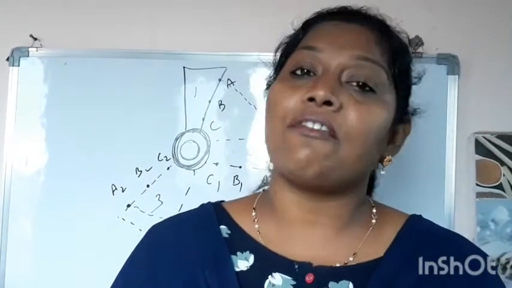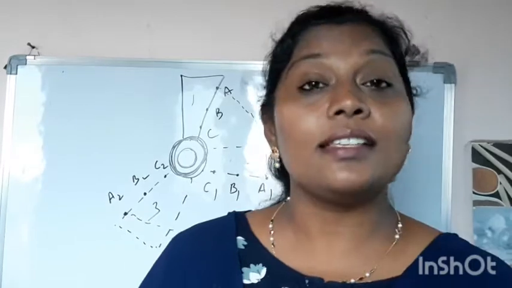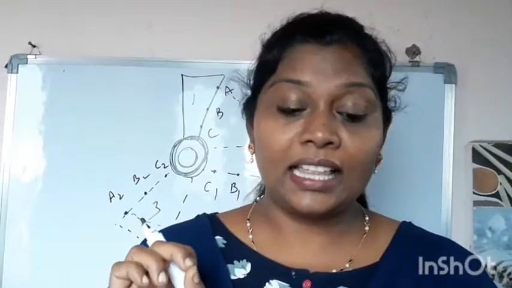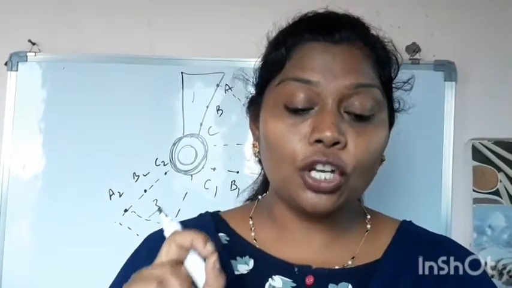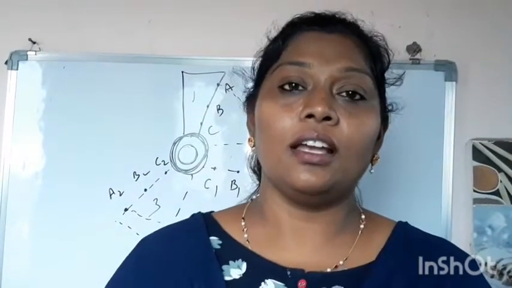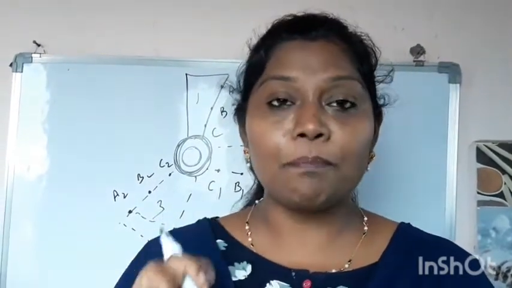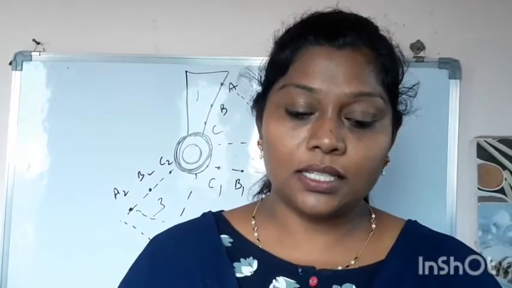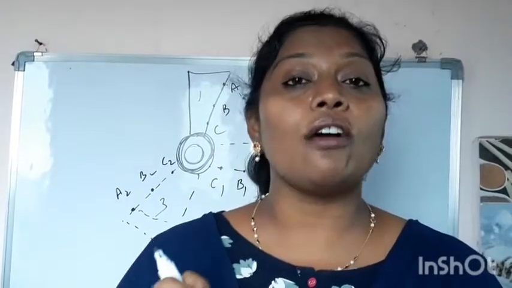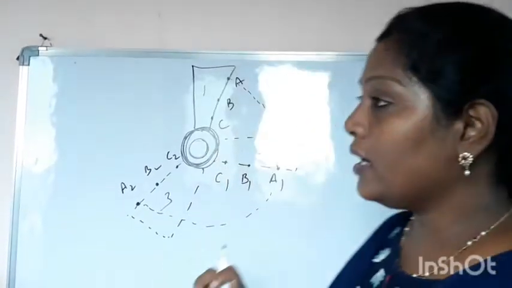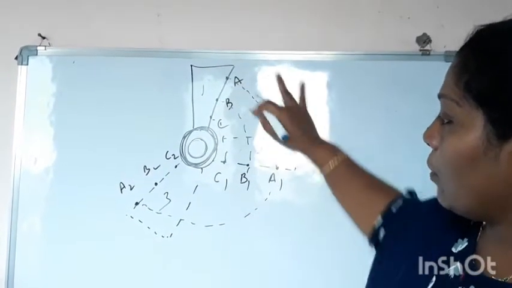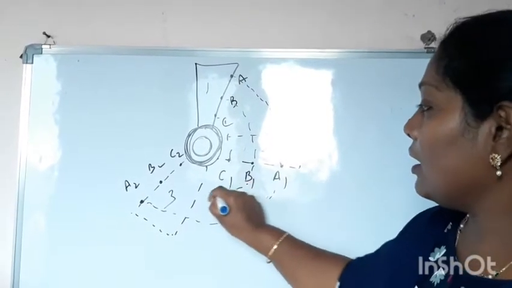So let me read the definition once again for you and listen carefully. The rotatory motion means the motion of all particles of a moving body following a circular path with respect to a fixed center or axis of rotation. So children, if you observe here, every point, see, the B point is also changing to B1 and B2.